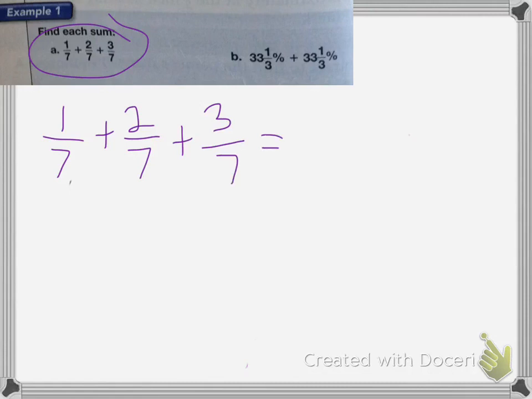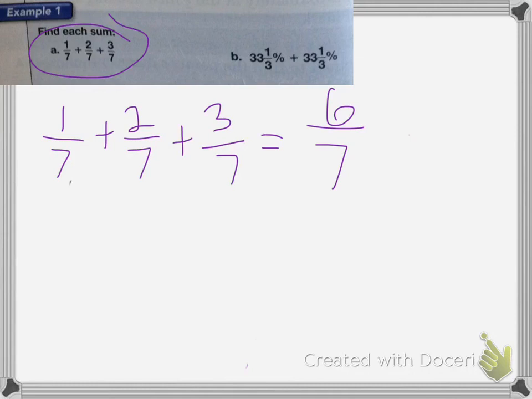Now with fractions, the denominator has to be the same, which in this case it is. So I'm going to just keep the denominator the same, and then I add the numerators. So 1 plus 2 plus 3 is 6. So my answer is 6/7.